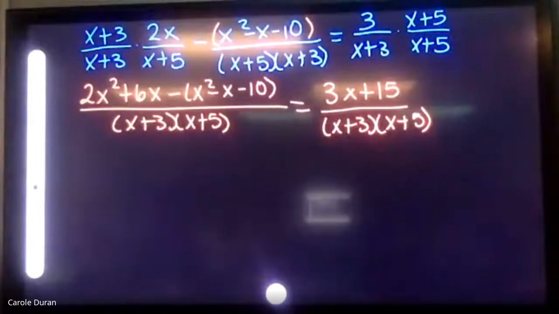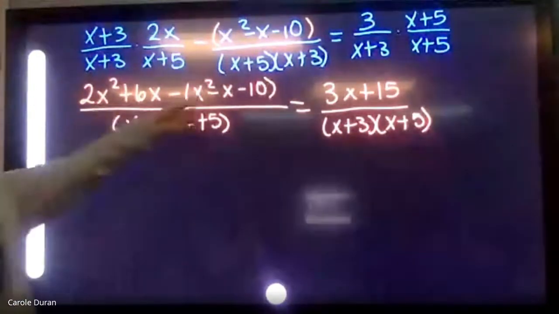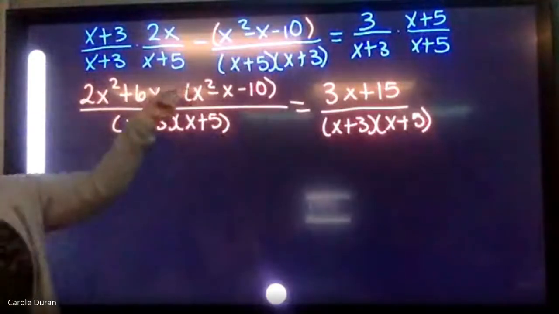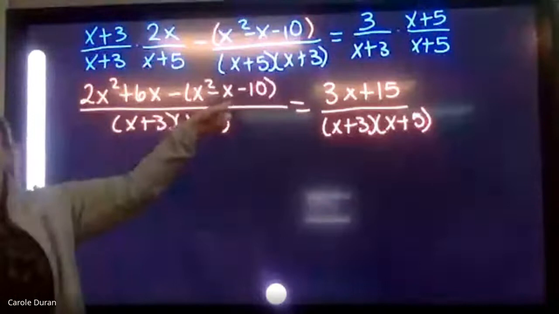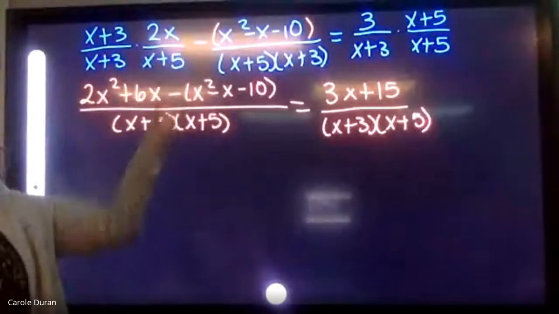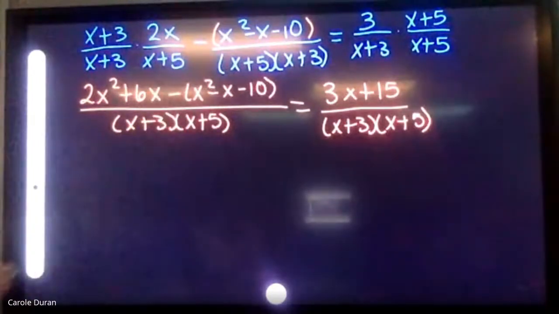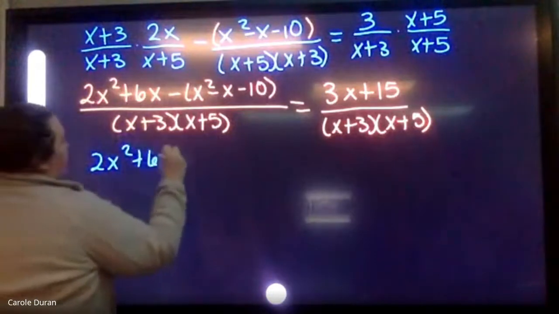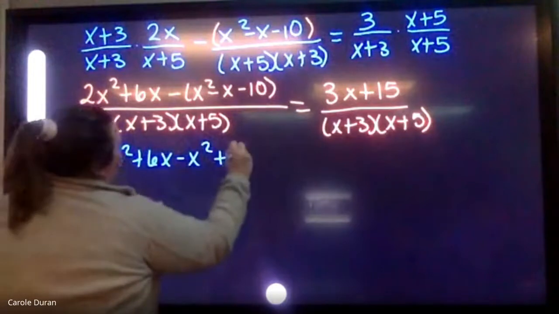Is anybody confused by what I've done so far? Logically, what is my next step? Everybody, logically, what is my next step? Simplify this numerator. So that involves a couple things. The first thing is to distribute this negative into all three terms in that parentheses, and then we need to combine like terms. So when I do that, I get 2x squared plus 6x minus x squared plus x plus 10.